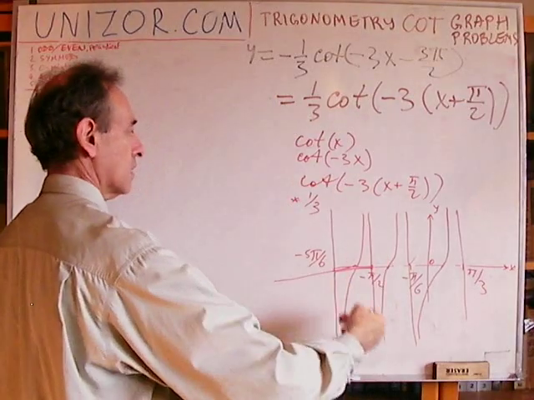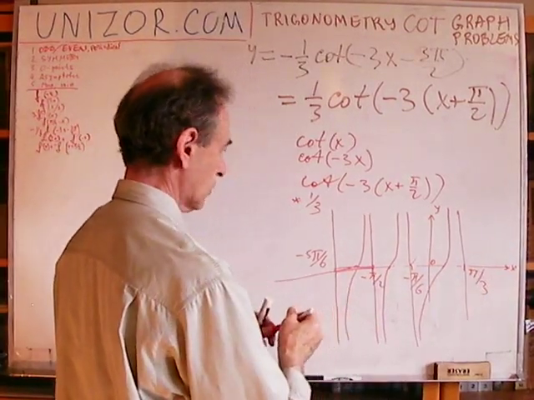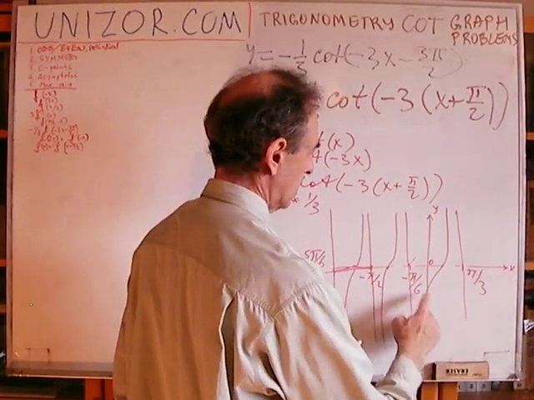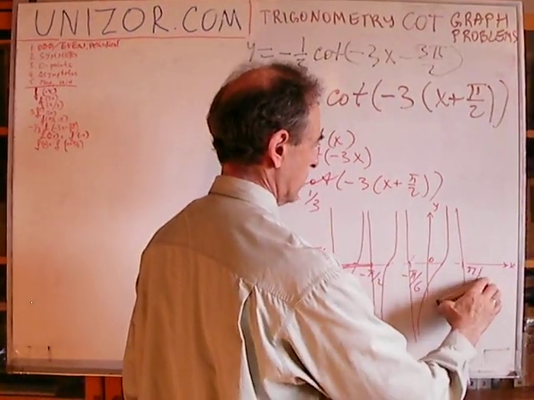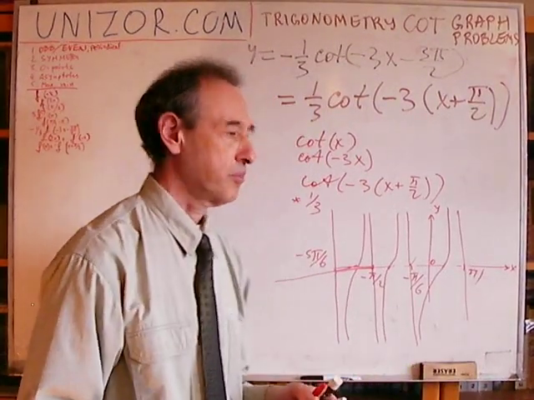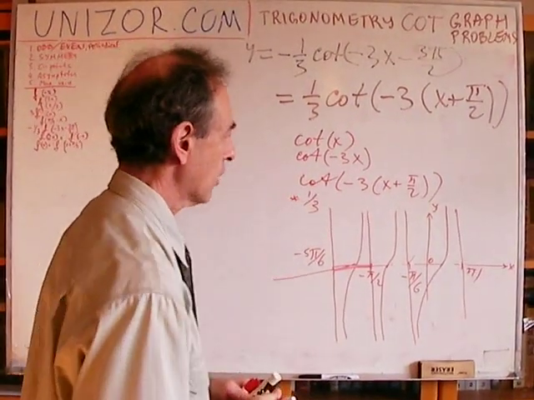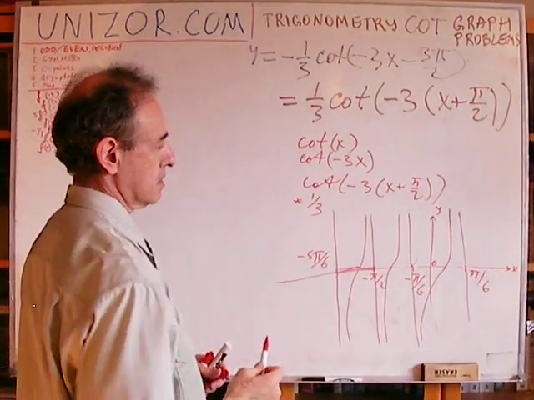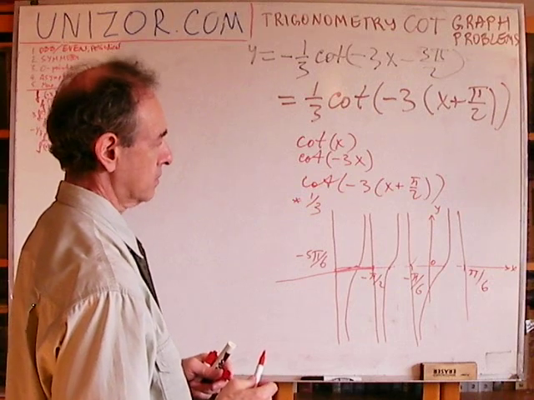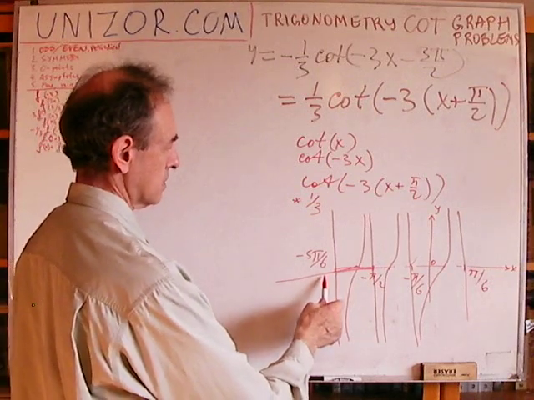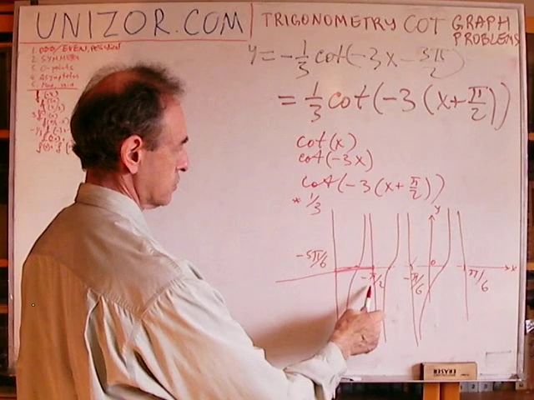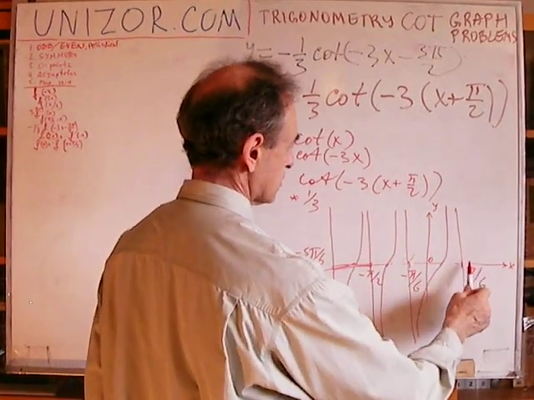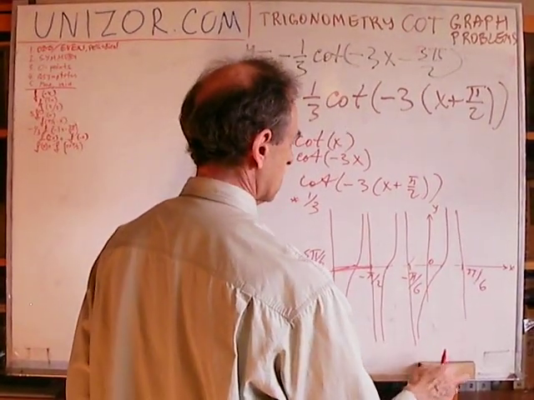So anyway, you understand how to basically calculate this particular period. Oh no, not pi over 3, it's pi over 6. Yes, plus pi over 6, because the period is pi over 3, right? So from minus 5 pi over 6 to minus pi over 2, from minus pi over 2 to minus pi over 6, minus pi over 6 to plus pi over 6, etc. So that's how it looks.